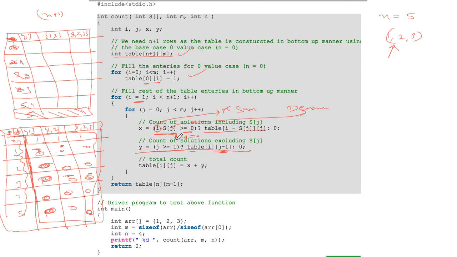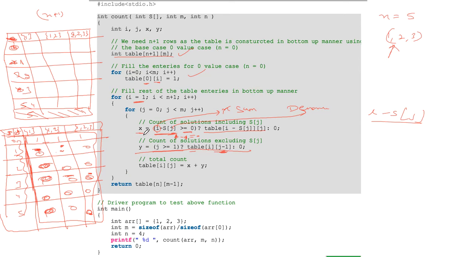This one? This is for including. We have to include it. What does this entry suggest? You include 1. When you include 1, what will be the new sum? It will be i minus s of j. That is what it is trying to find out. i minus s of j will be the new sum.